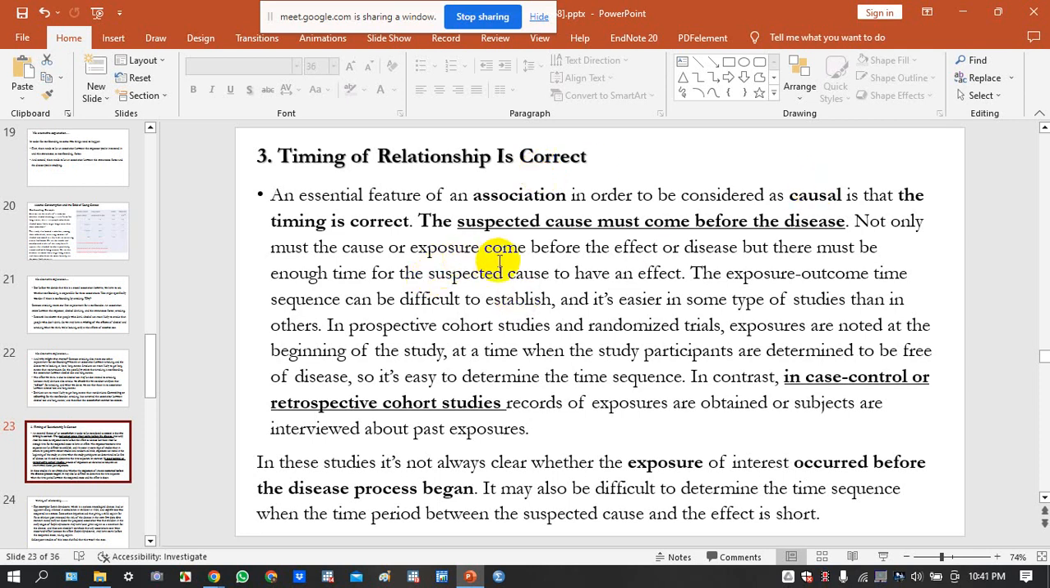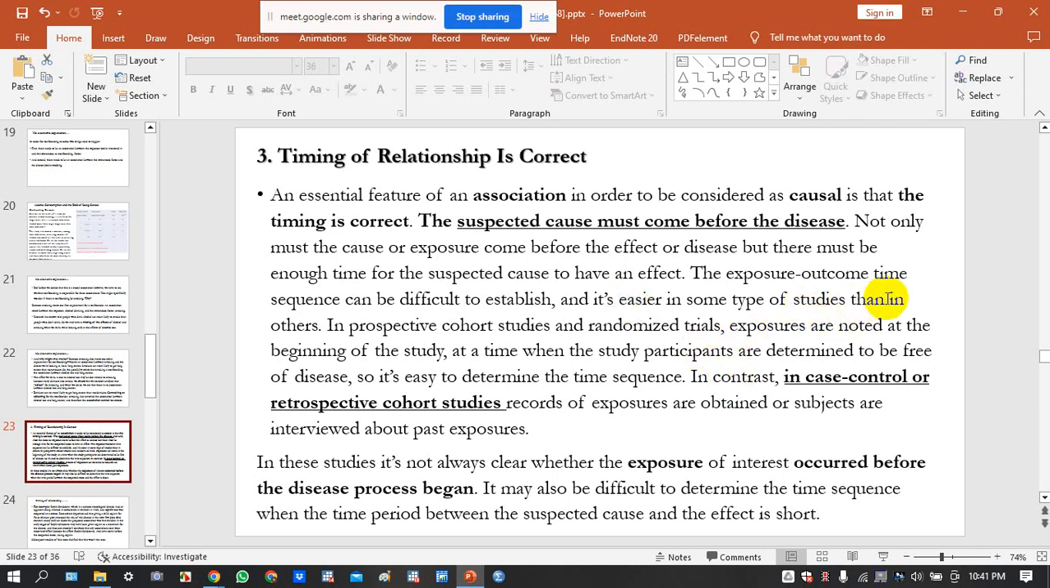Not only must the cause or exposure come before the effect or disease, but there must be enough time for the suspected cause to have an effect. So it shouldn't be that just one day, if you don't exercise, you get hypertension. But it should be progressive, something that you have been doing over the years. You have been taking a lot of salt over the years, and it will accumulate and give you hypertension. So not only must the cause or exposure come before the effect, but it should be a habitual character that will predispose you to getting a metabolic syndrome.